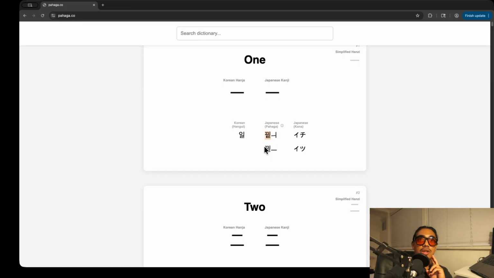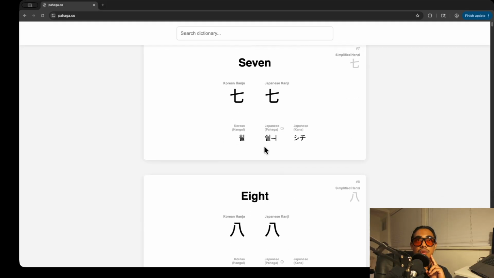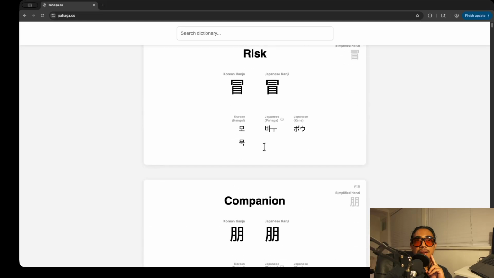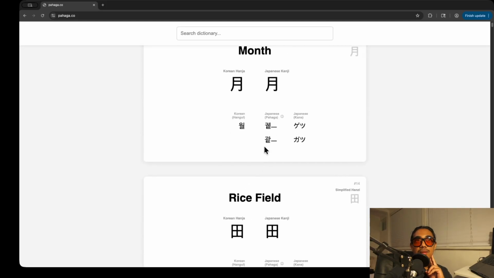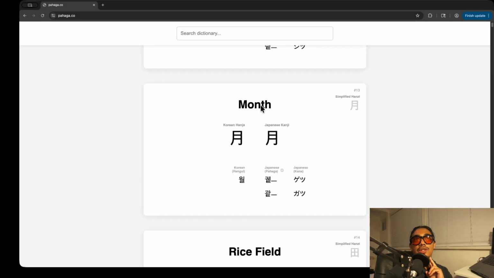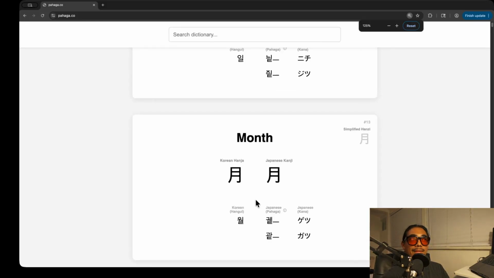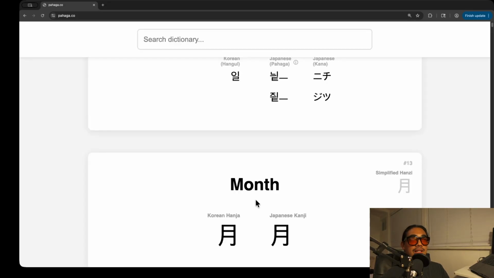So I think a really good example, let's go to, where is it? Did I pass it already? Month. Oh, I have a search here. I should have used the search. So, month. Here we have in Korean wol, and then in Japanese we have getsu, like getsuyobi, and gatsu. And maybe let's zoom in a little bit. It might be a little small, but I want y'all to see.